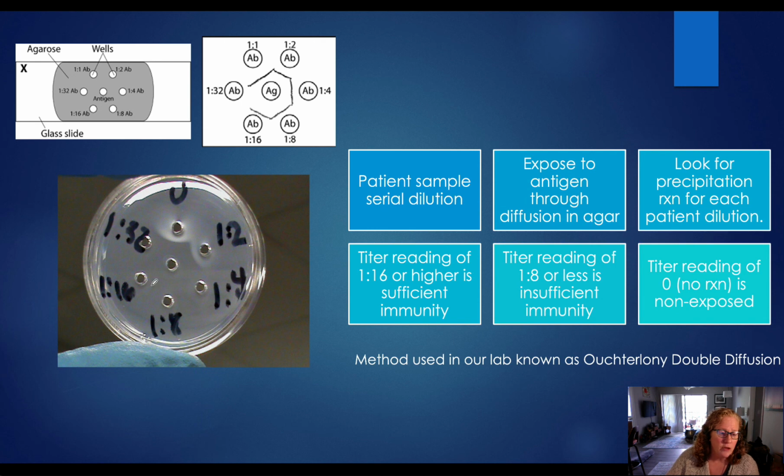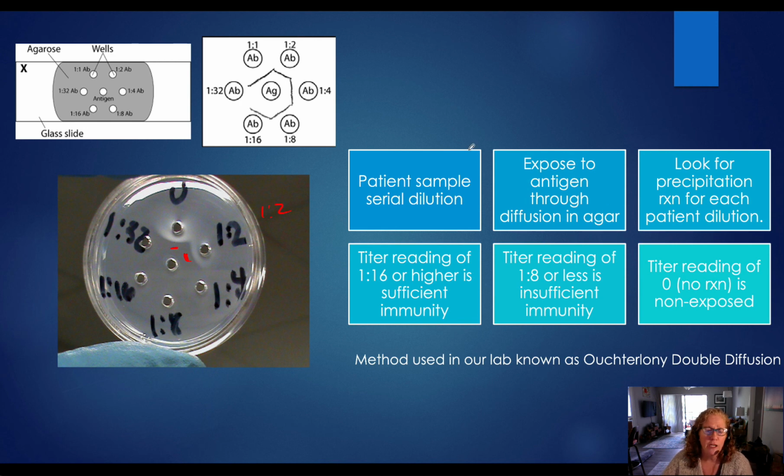Here is a picture of a plate from our actual laboratory. This is the result of the experiment that is described in your lab manual. And this is from our actual laboratory. You can see this patient has a reaction at undiluted, so they've certainly been exposed to this particular antigen. But their titer is a 1 to 2, right? So this patient has a 1 to 2 titer, or a titer of 2.